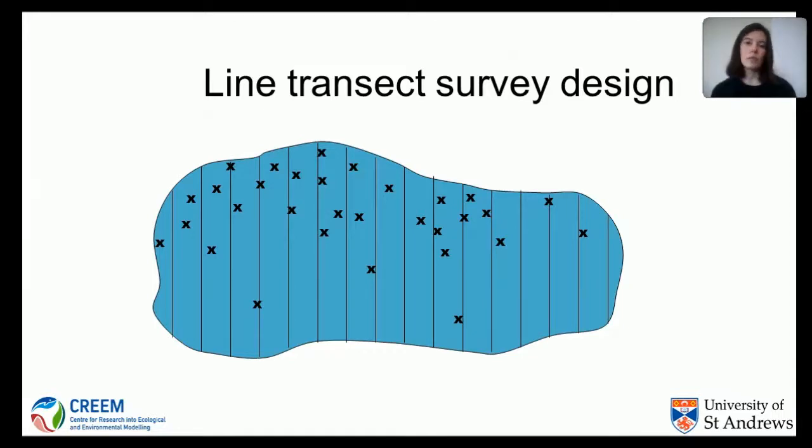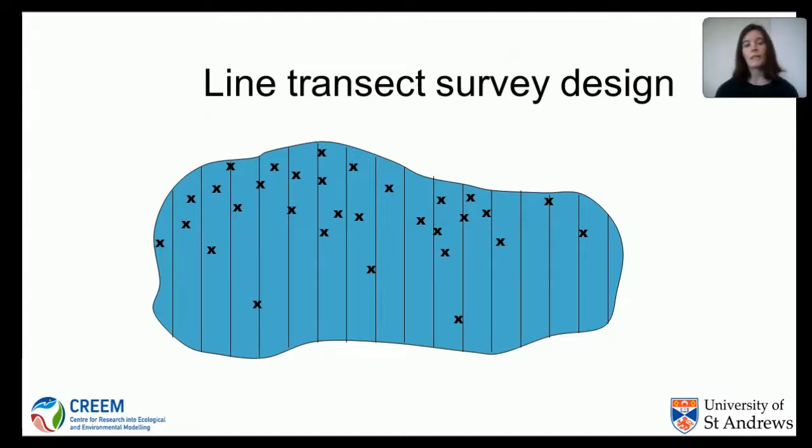So, thinking a little bit about line transect designs, here we have an example of lines placed perpendicularly to a density gradient. And so we've got X denoting animals, and you can see that there's a north-south gradient here. So we have more animals in the north, fewer in the south. And our lines have been placed perpendicularly to that gradient.